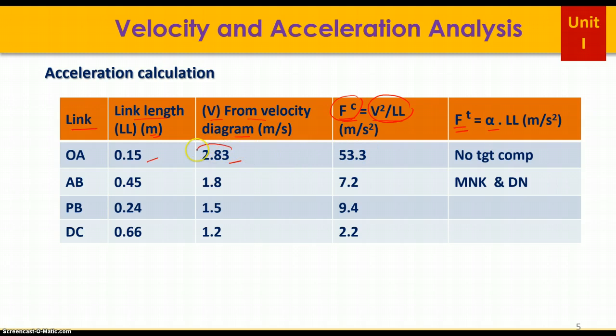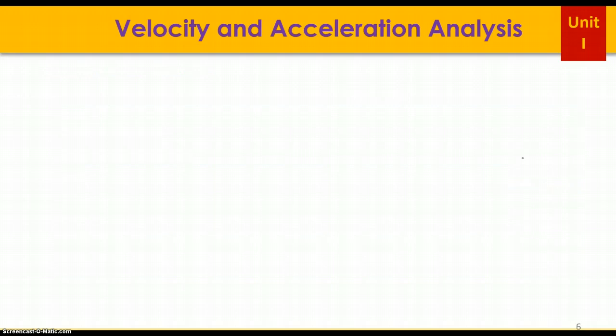So what you have to do, you have to take square of this value of velocity divided by this length, that is 0.15. It will give you this 53.3. Similarly, you can get these values, that is centripetal component of acceleration. There is no tangential component of acceleration because the crank is rotating at constant speed, so you will not find any Ft here, isn't it? But we know direction. Direction is known. So how to draw acceleration diagram? Let's see.